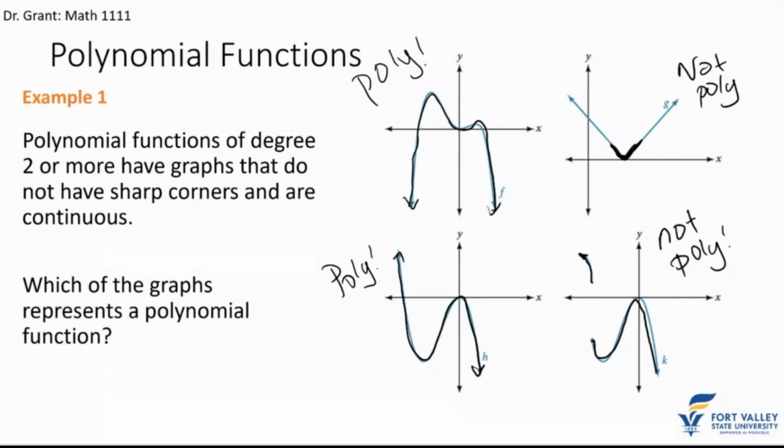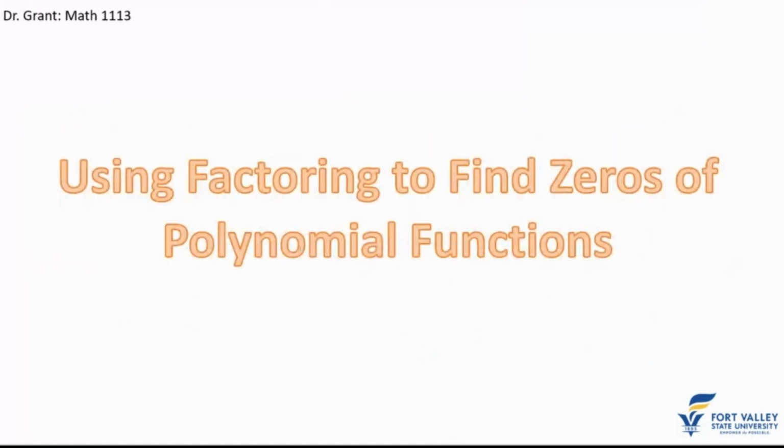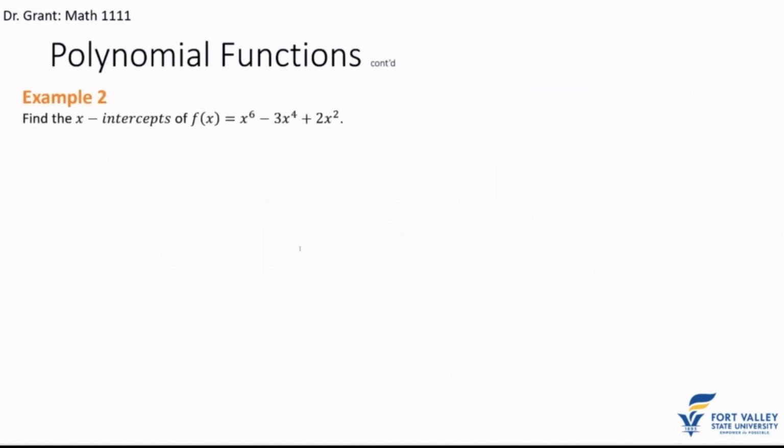Now, what we're going to be looking at is using factoring to find the zeros of polynomials. We've been looking at the zeros of polynomials before. And when we talk about zeros, I want us to recall that we're talking about the x-intercept. We're talking about the solution of the equation when you set it equal to 0, as well as your zeros, okay?